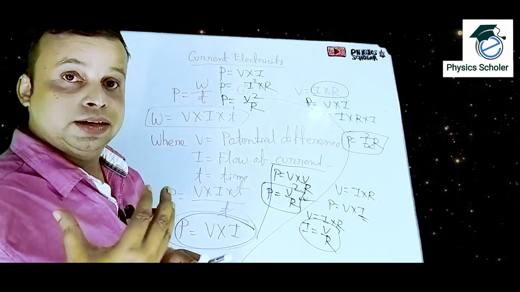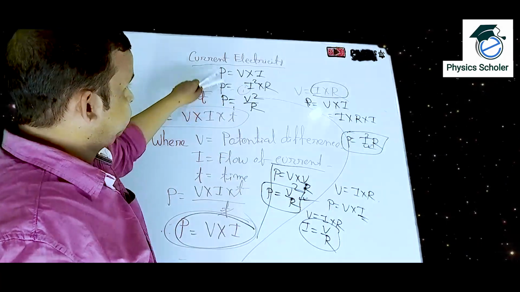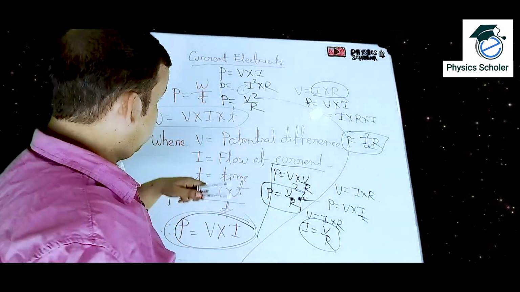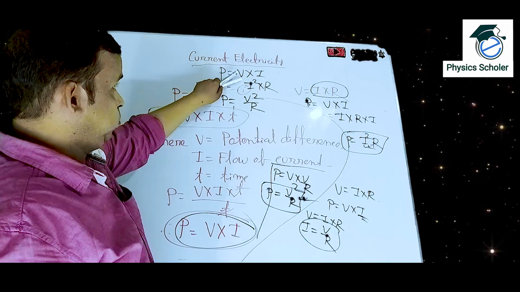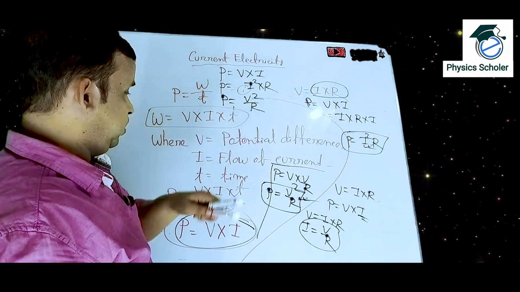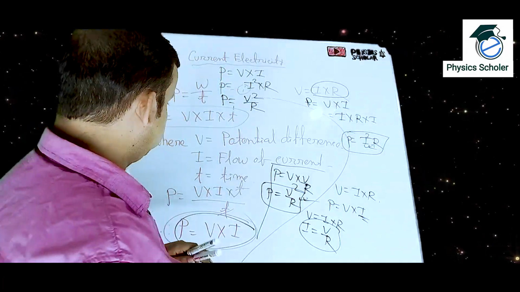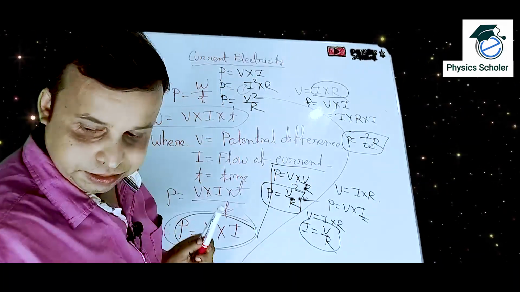Depending upon the data provided in the numeric problems, we have to use these formulas to determine the power of any electrical circuit. Power P is equal to V into I, P is equal to I square into R, P is equal to V square by R. So these are the formulas of power of an electrical circuit. This is how we can derive it.